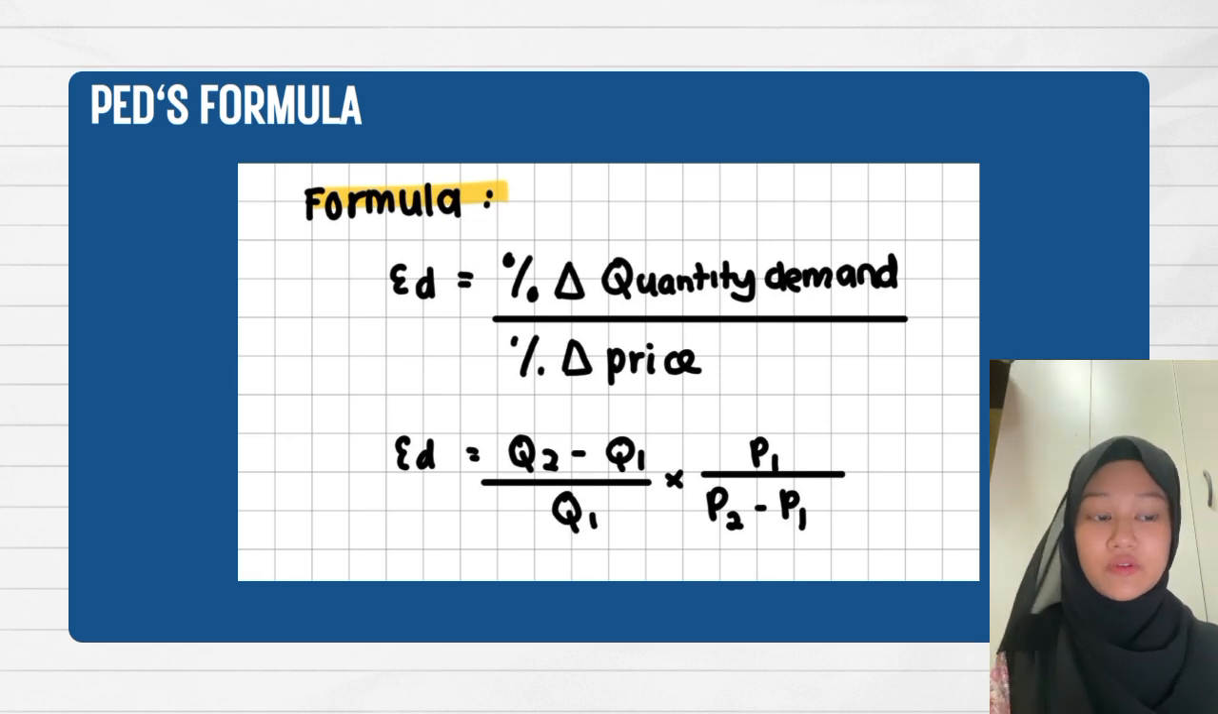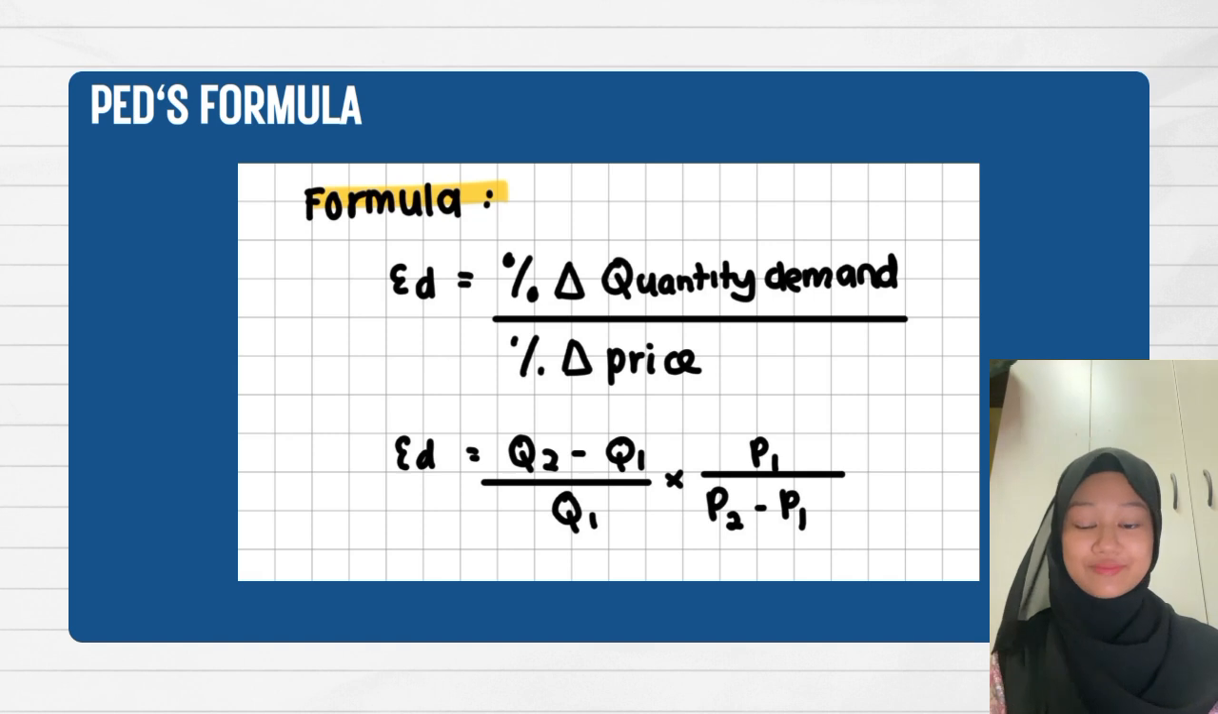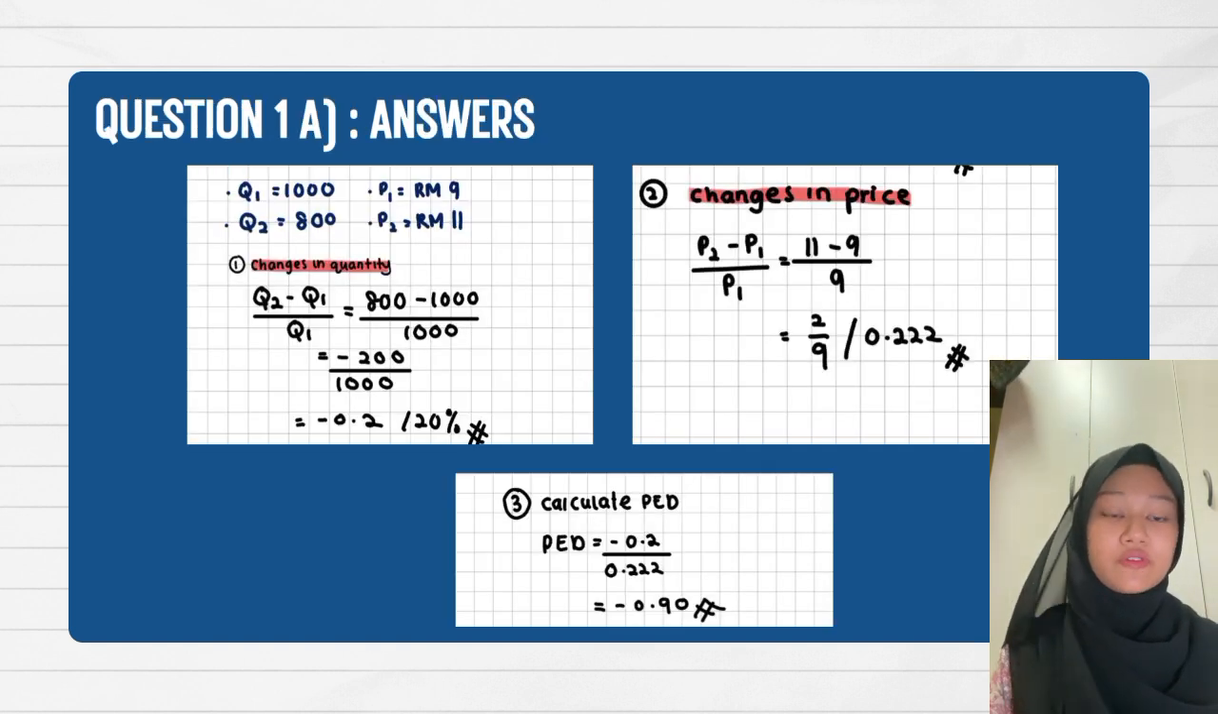Same goes for the P. P1 stands for the old price, and P2 stands for the new price. So from the information given, we know that Q1 equals 1,000, Q2 equals 800, P1 equals RM9, and P2 equals RM11.